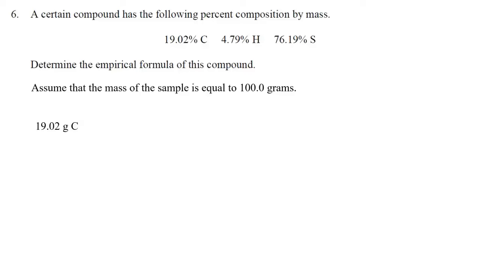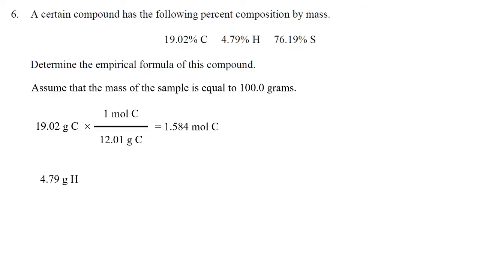Let's convert from grams to moles using the periodic table. So we divide by the atomic mass of carbon. We get 1.584 moles of carbon. We're just going to leave that number for a moment. We'll come back to it. And then we're going to use the same procedure for hydrogen and sulfur.